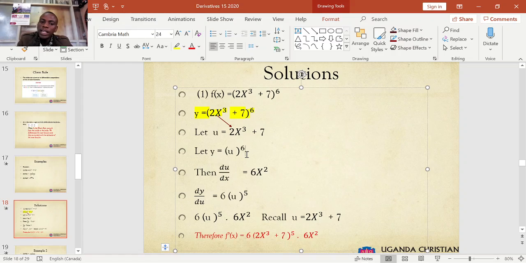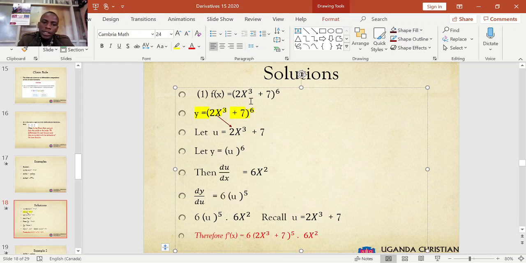But recall the outer one has a u inside, so don't ignore the u and you just have brackets to the power 6. Alright, so the outer one has something inside. But when we're dealing with the outer function, we'll just leave the inner function unattended to. We'll just keep it there, we just know it's there, but won't disturb it when we are dealing with our y.